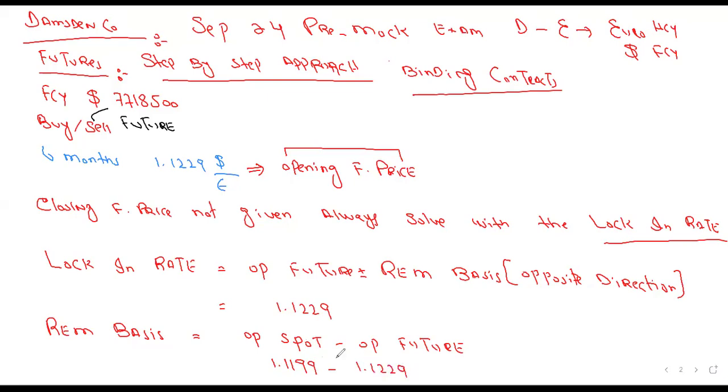1.1229. Now see, whenever you are computing the remaining basis, always mention the dates. Like in this question, the months have been given. So state here the first month. And the future we have selected for the 6th.